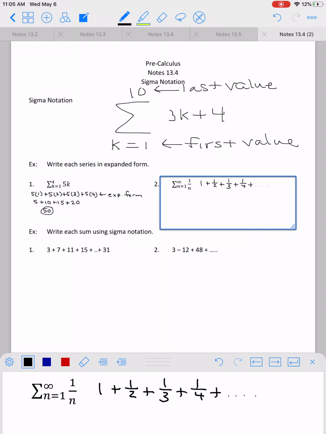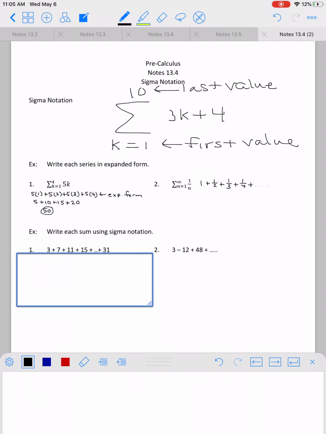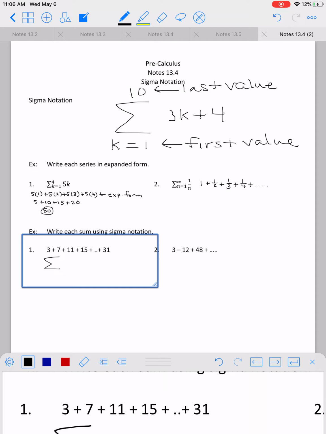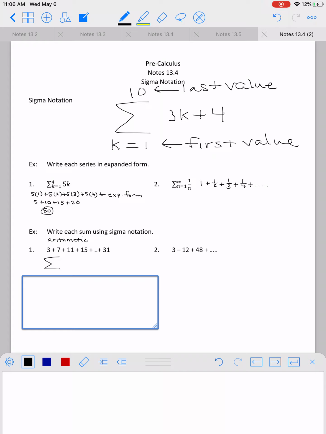Okay, now we're going to write using sigma notation. So the first thing that we're going to do is write our sigma down, and then we're going to figure out what's next. So big sigma there, and we're looking at this particular series. Looks like I'm adding 4. So this is arithmetic. And then now we're going to come down here. So first of all, we're going to find the formula.